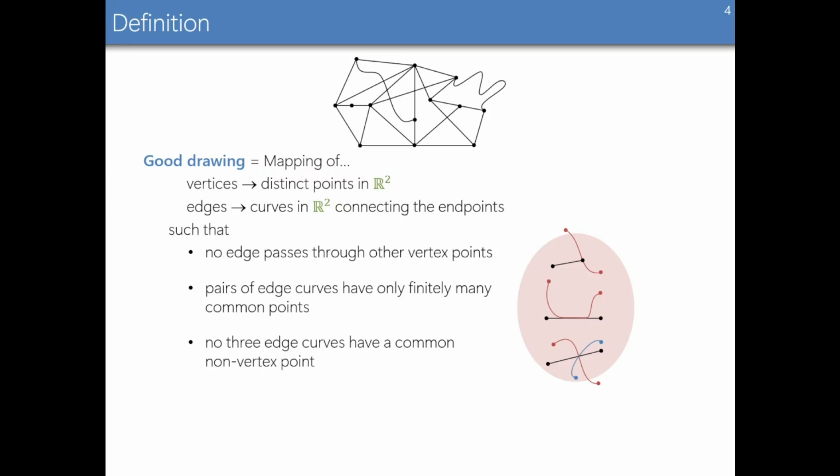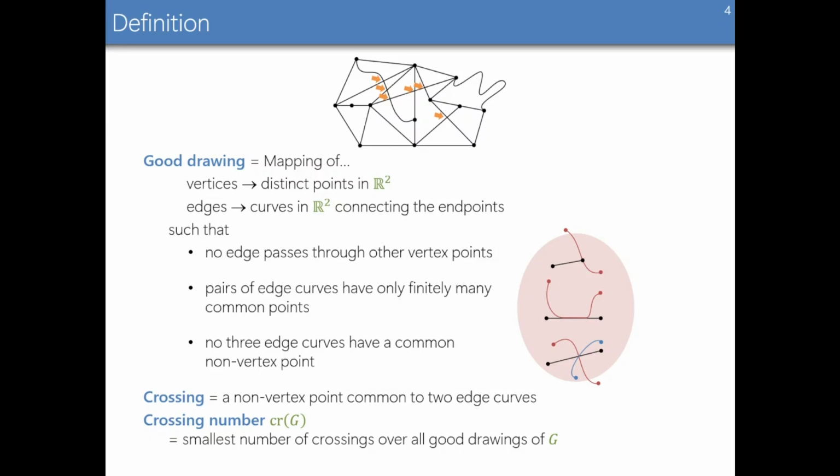And we also want that no 3 edge curves have a common point in their interior. Like this crossing point of 3 edges, you don't want that, and you actually don't need it. If you have a drawing like this, you can just shift around a bit, move one edge a tiny little bit to the left or to the right, and then it would just be 3 crossing points. So a crossing then is really a non-vertex point in the plane that is common to 2 edge curves. As you see in the top picture, this is a drawing with 6 crossings, and the crossing number then is just the smallest number of crossings over all possible good drawings of the graph.